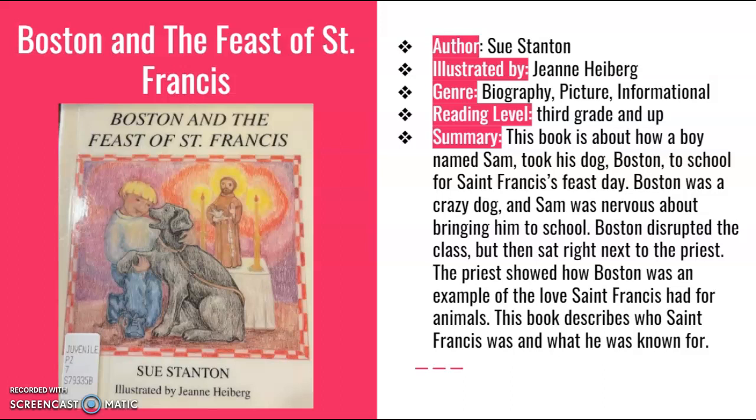This is a book about a boy named Sam and his dog Boston. For St. Francis's feast day, he was able to bring Boston into school. But Boston was a little crazy, so Sam was scared that Boston would disrupt the class. And Boston did end up disrupting the class, but the priest showed how Boston was a perfect example of the love St. Francis has for the animals. And this book describes who St. Francis was and what he was known for.